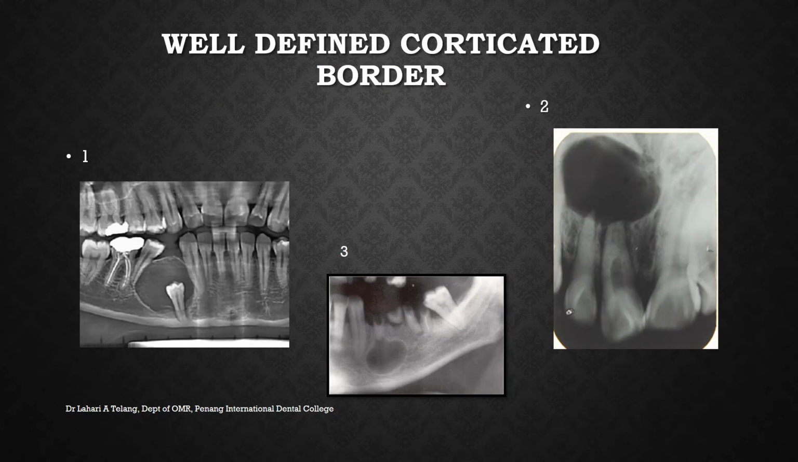These are examples of well-defined corticated borders. Here you can see in the examples listed here that the lesion seems to be pretty rounded, circular, and having a nice sclerotic margin. In the first case, this is an example of an impacted tooth with a well-defined radiolucency around the crown. And the second case is that of a central and the lateral with a well-defined radiolucency arising from the apex of a tooth, as well as the third case, which is showing you a root stump with a well-defined cystic radiolucency. So this is what we call a well-defined corticated border.